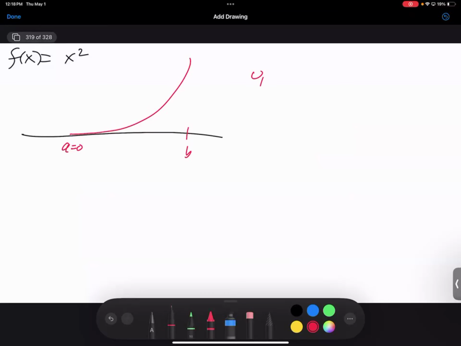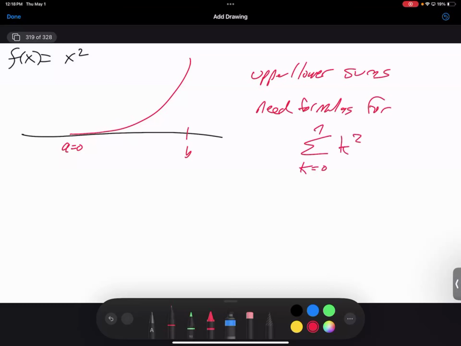And now what we can do is upper and lower sums. We'll need formulas for the sum as k goes from 0 to n of k squared, and we'll get that by induction. So you can use induction and stuff like this to provide a non-trivial example to support the fundamental theorem of calculus. It doesn't mean the fundamental theorem of calculus is correct, but I now have more confidence than just looking at rectangles and triangles.